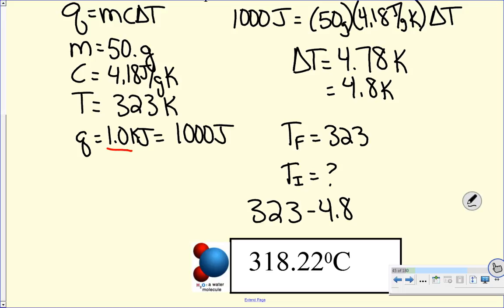This is a little tricky with sig figs. We would actually have to go down to 2 sig figs, which would make this 320 K if we went to our proper number of significant figures.